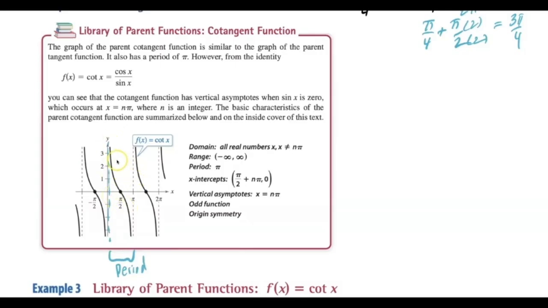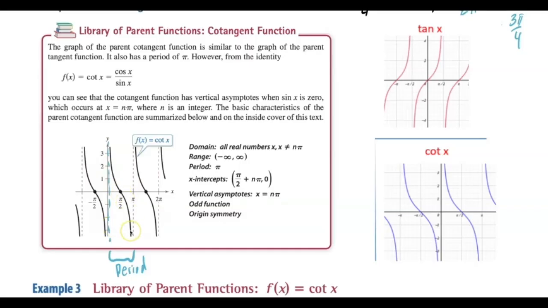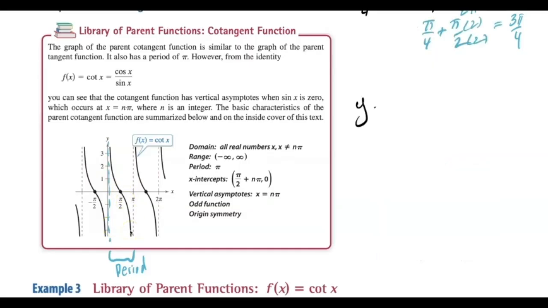And also, it looks like a negative x cubed graph. It's not like tan, which is like a positive x cubed graph. Cotan is like a negative x cubed graph. Other than that, it's the exact same thing. Cotan of bx, period, is pi over b.